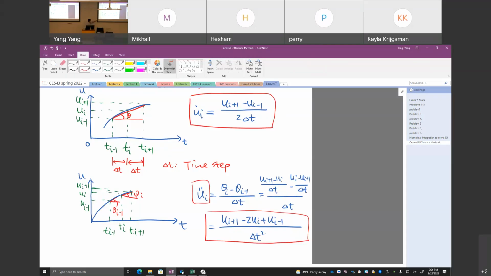So theoretically, the acceleration at time i should be the second derivative of the displacement, but here we can also use the difference between the slopes to express the acceleration. So that the acceleration can be expressed as the displacement at 3 different times over the square of the time step here.